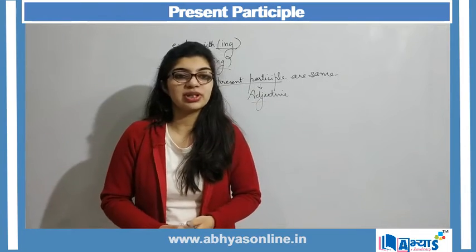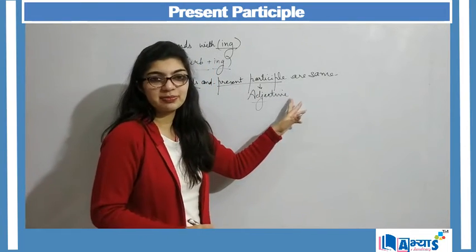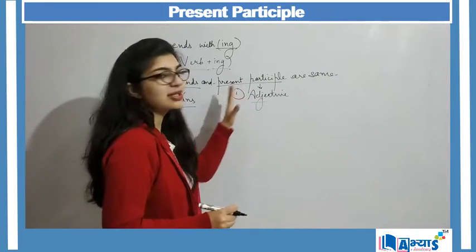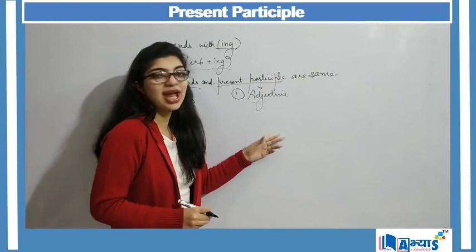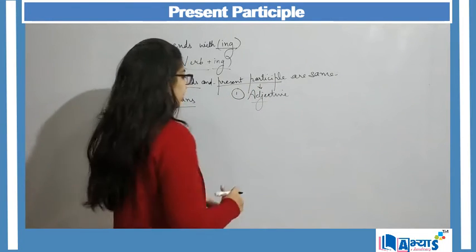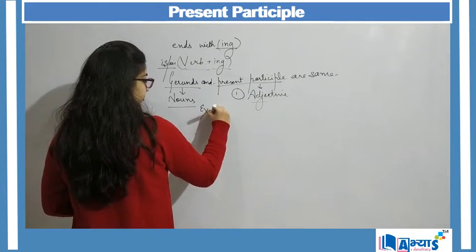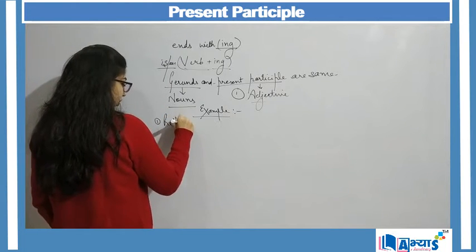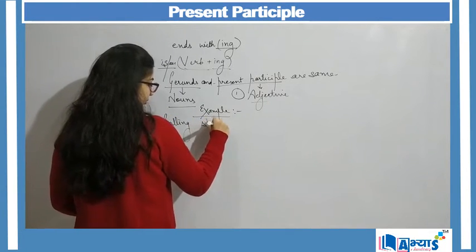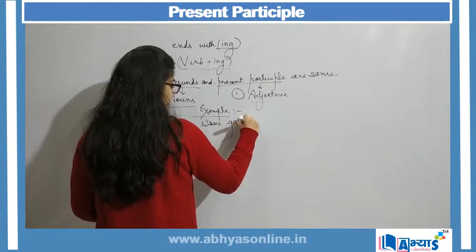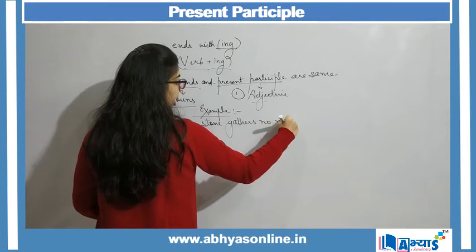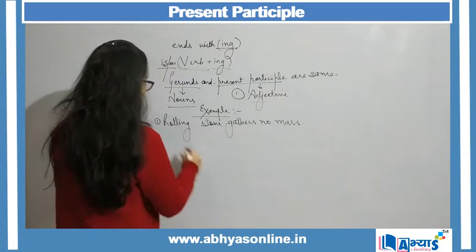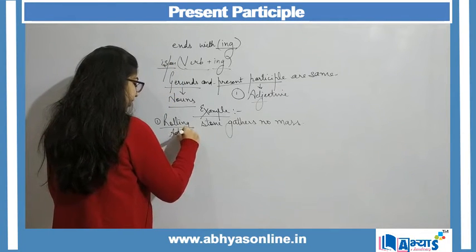So first we are going to discuss the role of present participle as an adjective. So this is the first form where present participle can be used. It can be used as an adjective. For example, I say, rolling stone gathers no moss. Now, rolling stone gathers no moss. Here, rolling acts as an adjective.